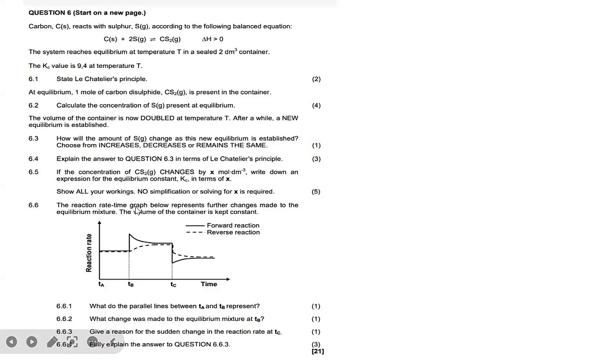6.6 is saying the reaction rate time graph below represents further changes made to the equilibrium mixture. The volume of the container is kept constant. What do the parallel lines between TA and TB represent? Right. So if we see parallel lines like that, what are we supposed to say? Whenever you see parallel lines there, it means that we are at chemical equilibrium. So we have reached a state of chemical equilibrium or dynamic equilibrium.